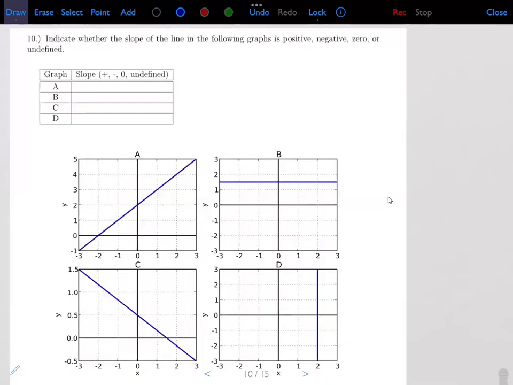Okay, number 10. Indicate whether the slope of the line in the following graphs is positive, negative, 0, or undefined. Okay, so if I look at graph A here, see how the line is going, if I read from left to right, it's going upward. If you start at any point to get to another point on the line, I need to move up one. So my rise is positive and my run to the right is also positive. Remember, you can think of the slope as rise over run.